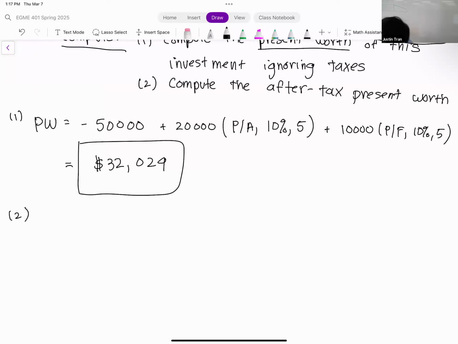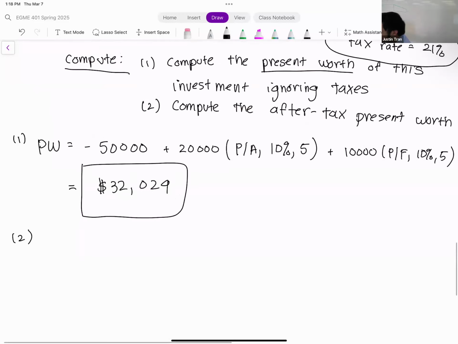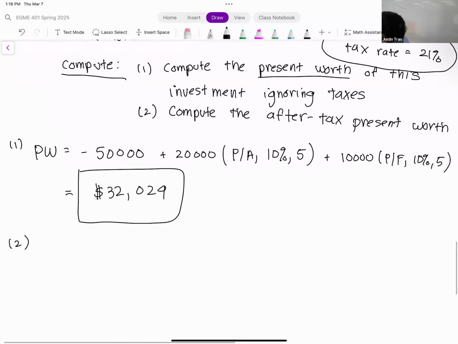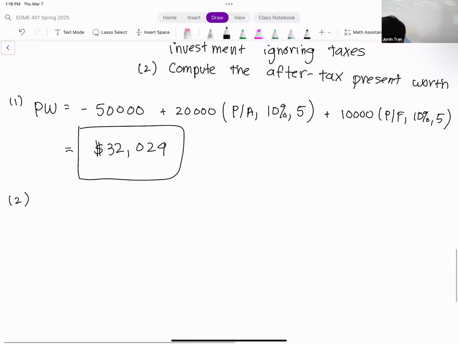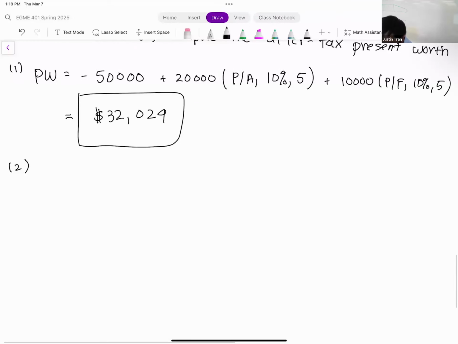All right. So I wanted to do that just to give you a sense of how much impact your taxes are going to have. I think people would think that since our tax rate here is 21%, our after-tax present worth would just be 21% less of this. We'll see what that looks like. Okay, so part two, we want to compute the after-tax present worth.